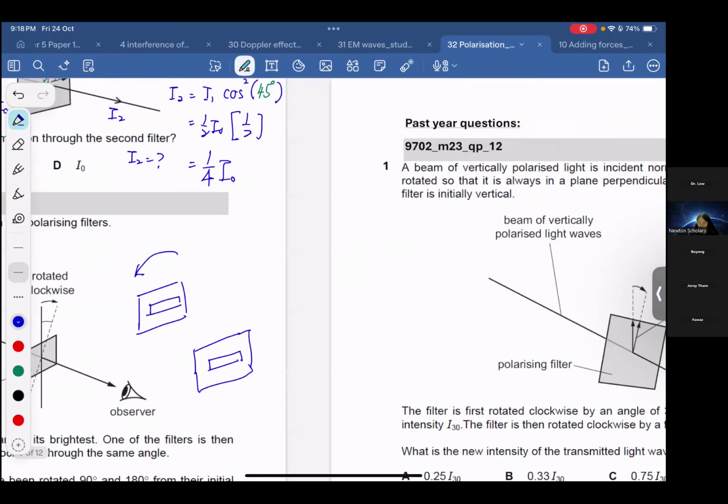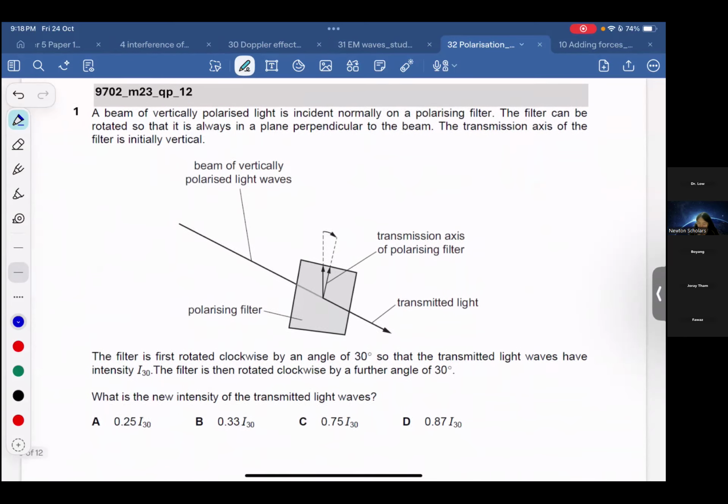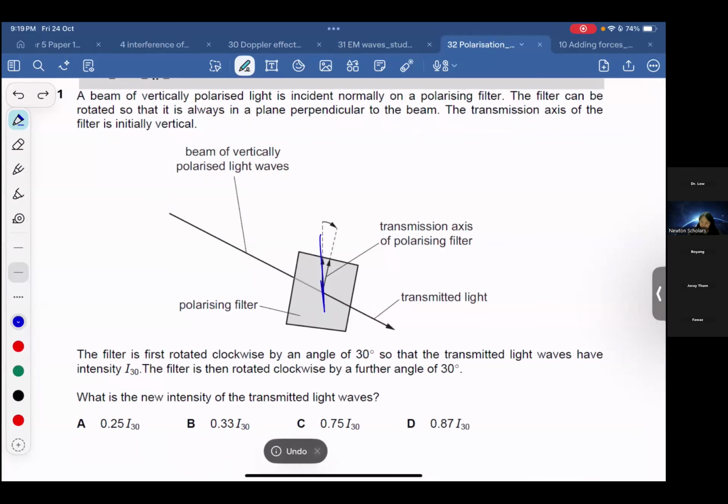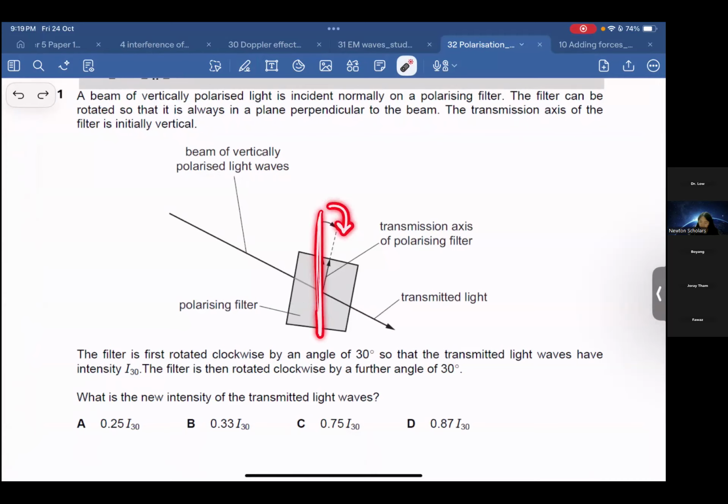Okay. So here we're trying to practice. A beam has a polarized light wave incident on a polarizing filter. The filter can be rotated so that it is always in a plane perpendicular to the beam. The transmission axis initially is like this, initially vertical.